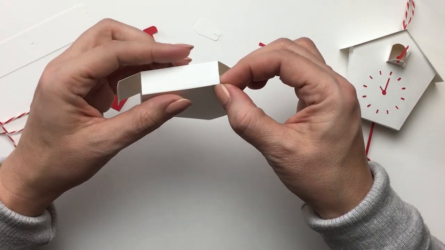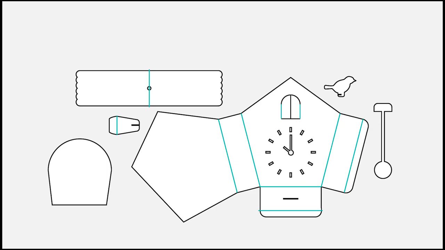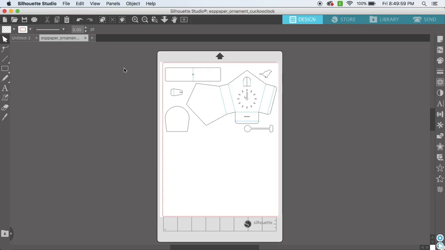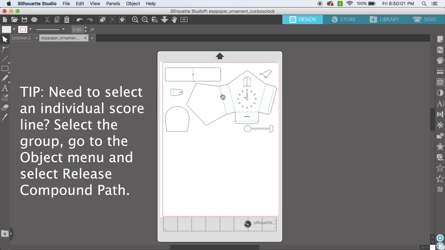First, you need to prepare the design. When you open a cutting file from Especially Paper that includes scores, the score lines will be in aqua and regular cut lines in black. Notice that when you click on one of the aqua lines, all of them will be selected.